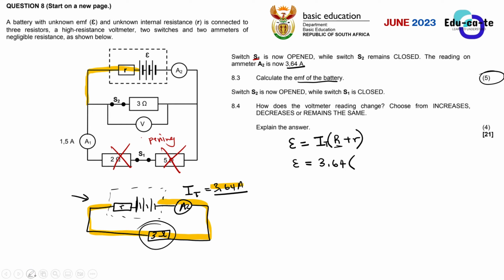So the only resistor that we have here is the 3 ohms alone. That is the total external resistance, and we don't know the internal resistance. It is r. Now we are missing something here. We are not given r, the small letter r, the internal resistance. We are not given its actual value. So now you think, how can you solve for this r?